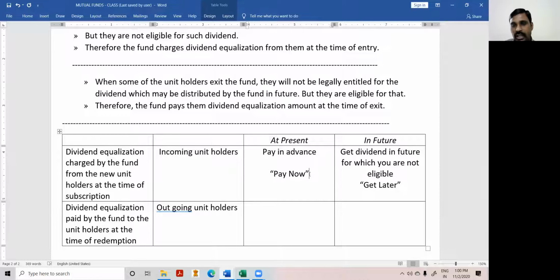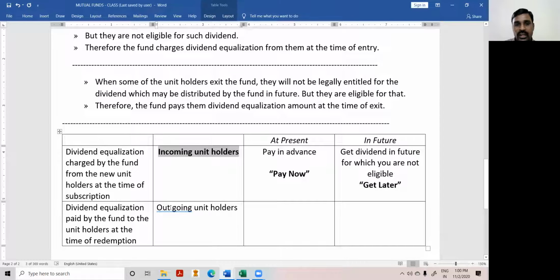So here you may argue about the time value of money, but that is not considered here. We are just treating it as whatever you pay now you will get in future, as simple as that. Pay now, get later. This is for whom? Incoming unit holders.